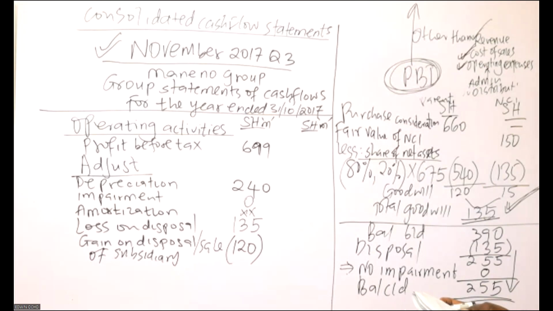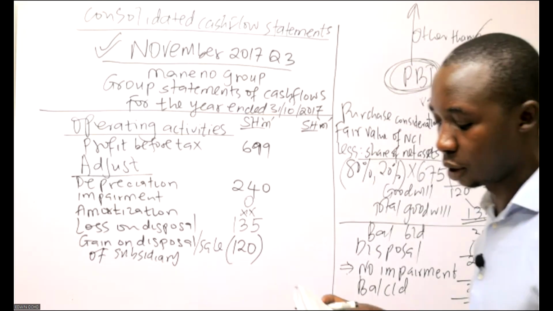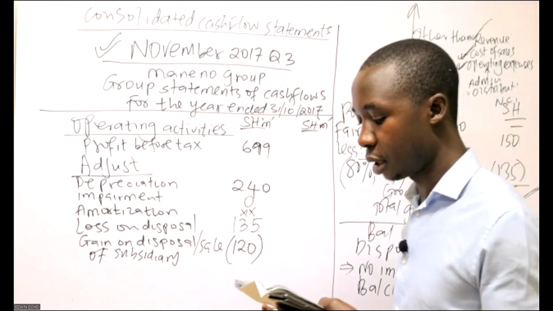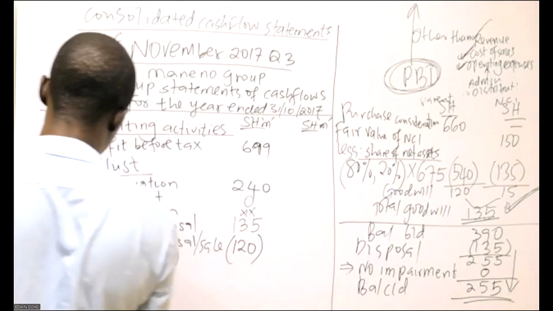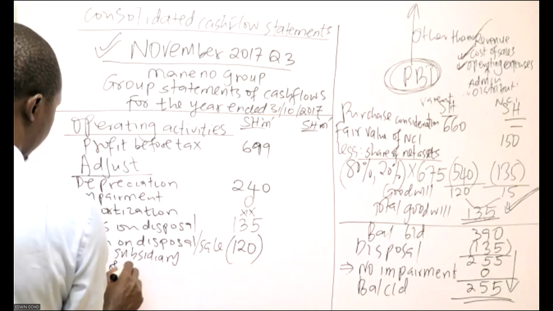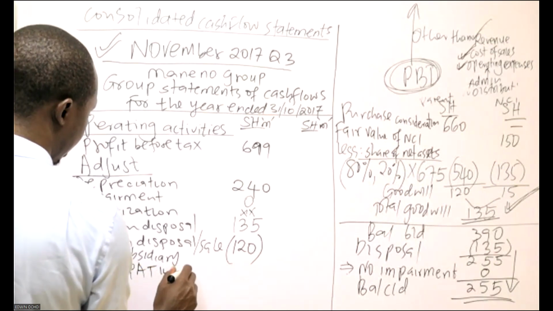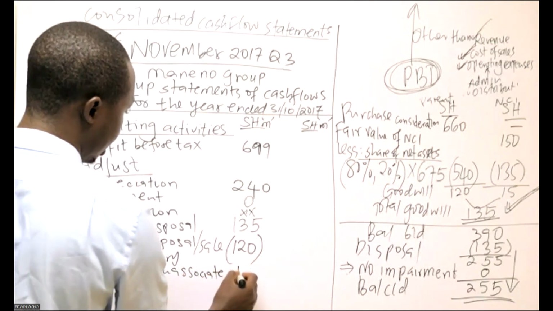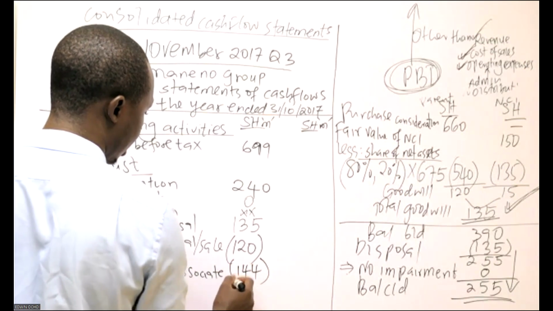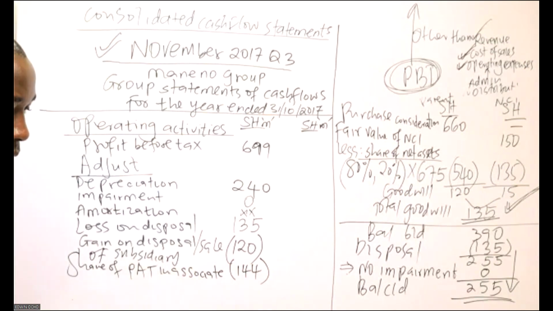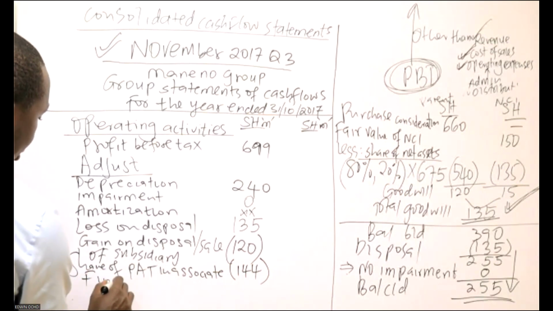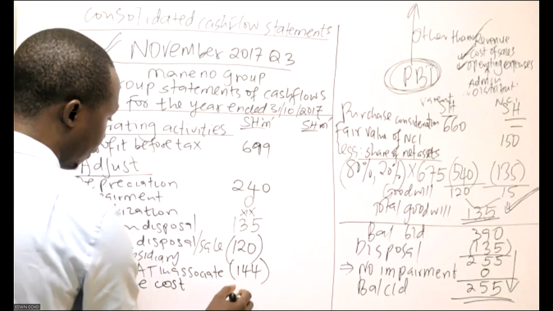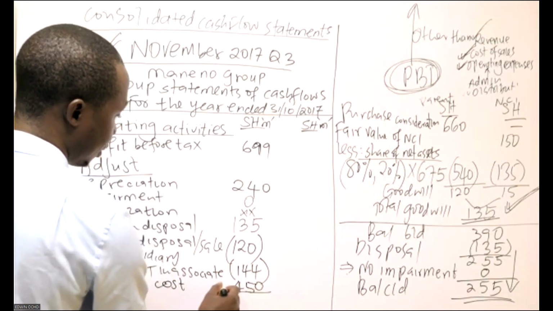So like now, which items are there? I have already adjusted the gain on sale of subsidiary. So the next one, other than the ones I have mentioned, is share of profit after tax in associate, which is 144. That was added, so we deduct. Then we have the finance cost. Finance cost is 452, was deducted, we add.